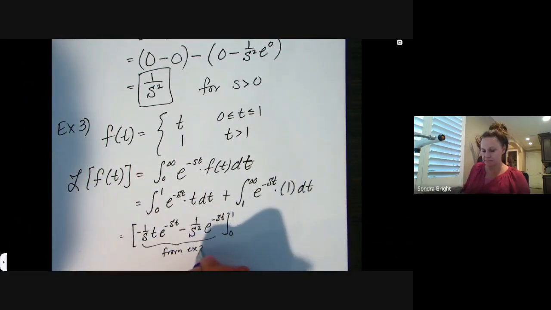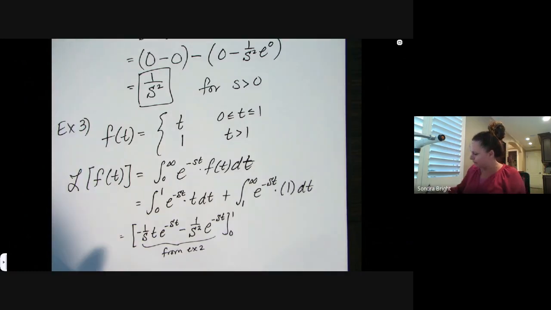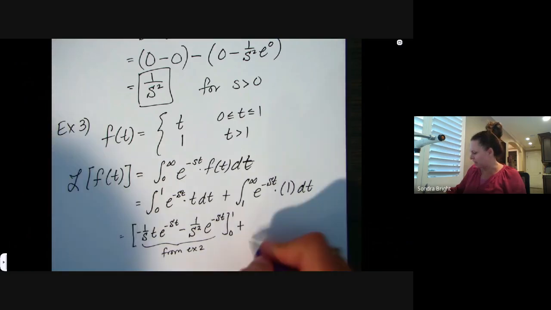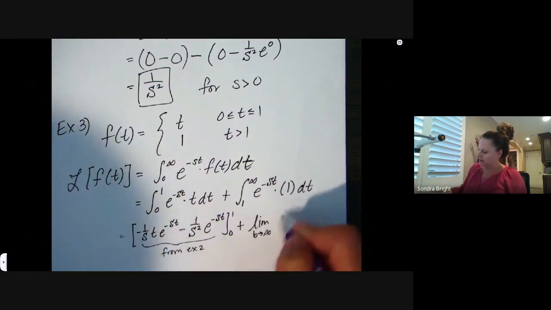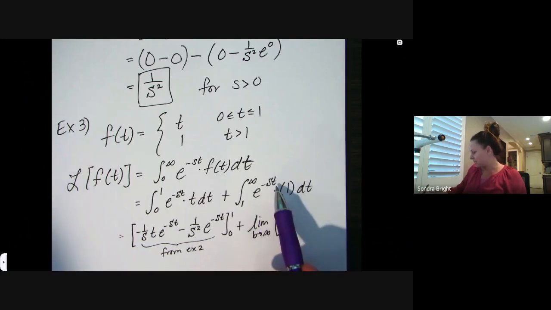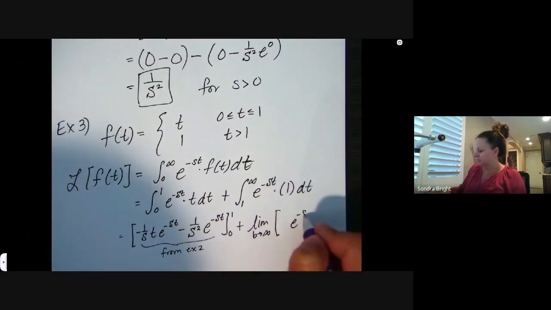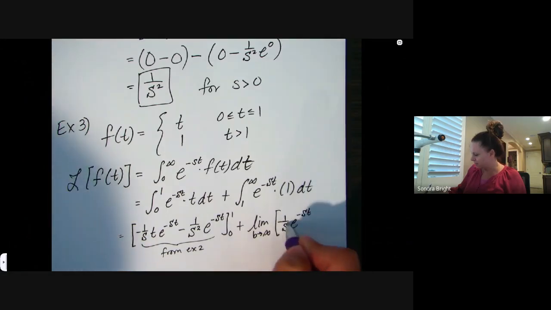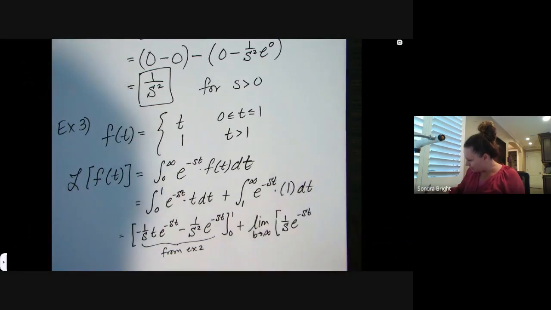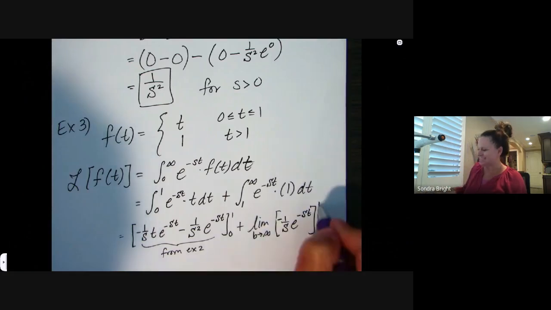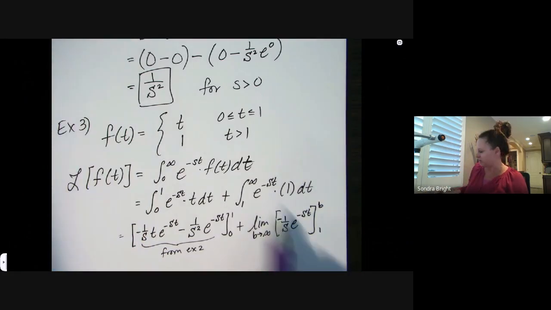Then plus, we're going to take the limit as b goes to infinity of the antiderivative of e to the negative st, which is just e to the negative st, but then chain rule would say divide by the negative 1 over s. Make sure that it's obvious that that's a negative there. And we're going from 1 to b. I did 2 steps in one there, hopefully you're okay with that. I didn't want to have to write it again.